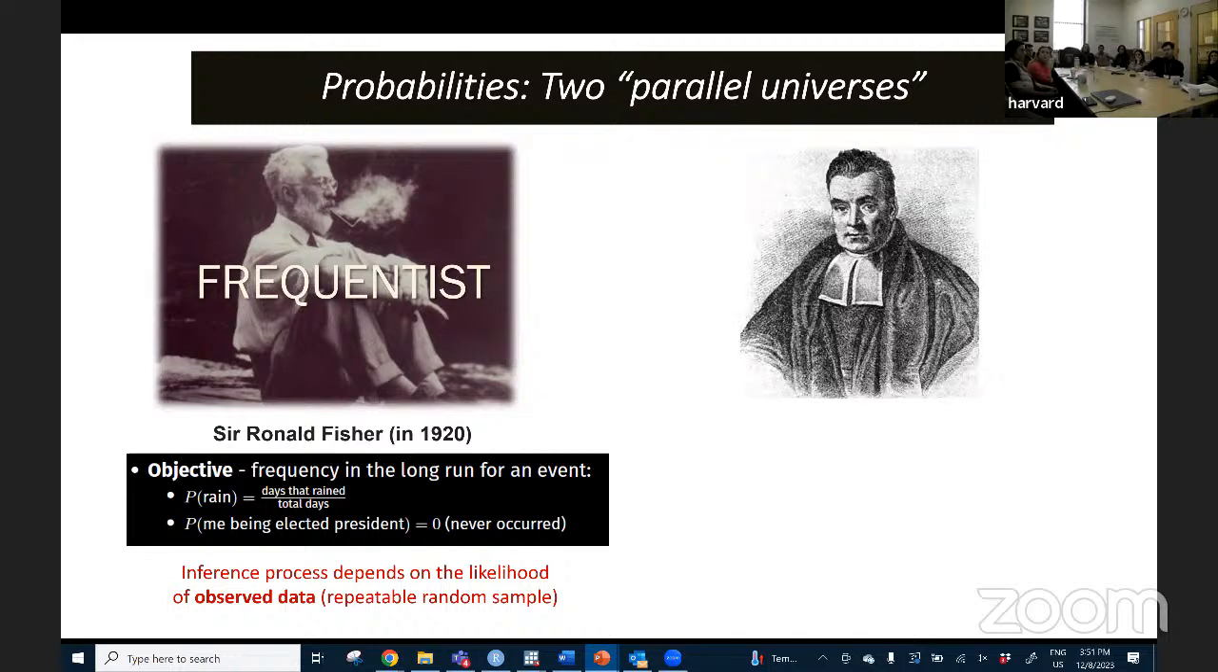On the other side, you have this guy that probably you know now, it's Bayes, right? And this guy is actually older than the other. It's like 150 years before the approach of Fisher and all this group.